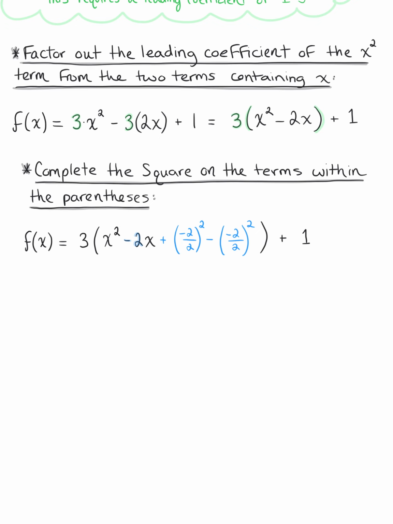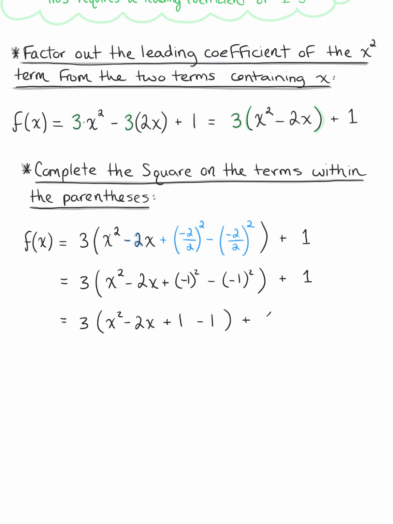And we can now simplify. So we can rewrite this as 3 multiplied by x squared minus 2x, and this will be plus negative 1 squared minus negative 1 squared, and that's all within parentheses, and we have this plus 1 on the outside. So rewriting this again, simplifying further, we have 3 multiplied by x squared minus 2x plus 1 minus 1, and then again plus 1 on the outside of our parentheses.